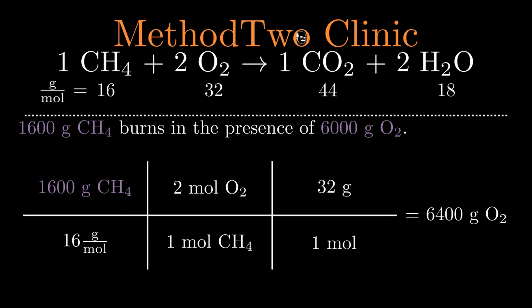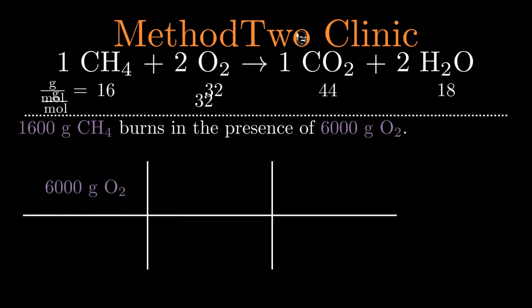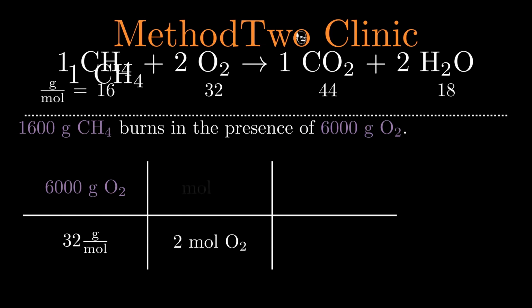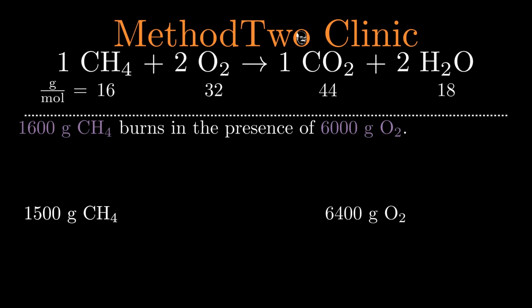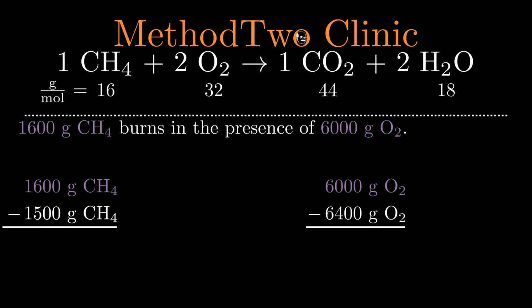Now you may know what this means already, but we could have easily started with oxygen and determined how much methane is required instead. Had we done so, we would have found that 1500 grams of methane reacts. As in method 1, we once again compare the two results, but this time we take what was given for each reactant and subtract how much is actually needed. We find that we have 100 grams more methane than required, but are short 400 grams of oxygen.